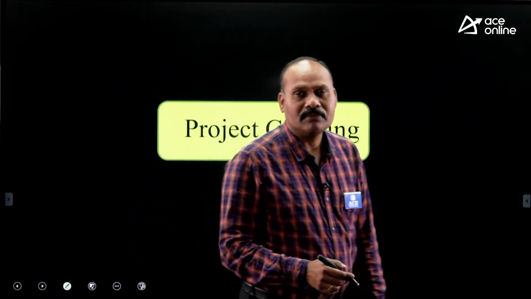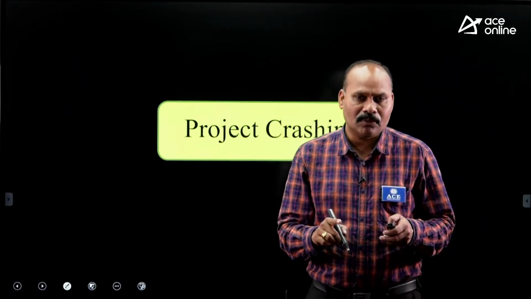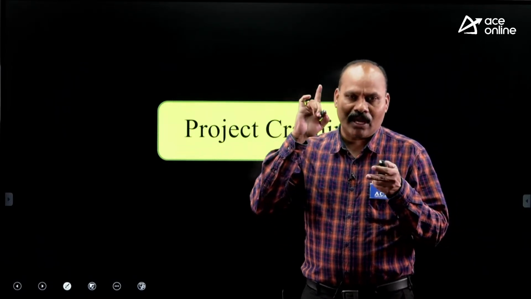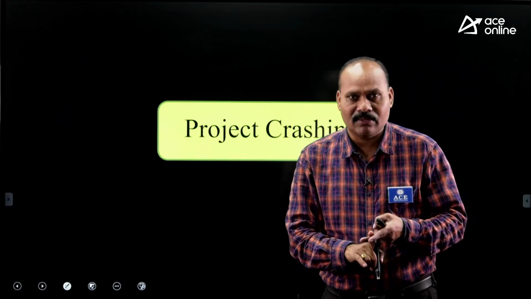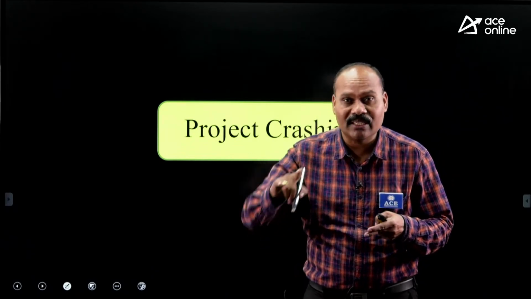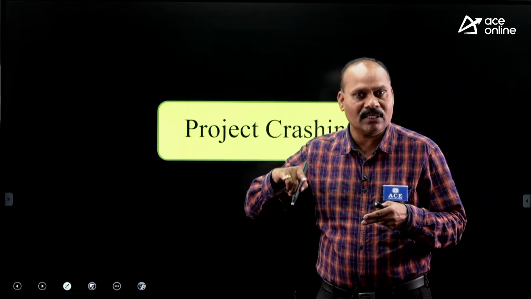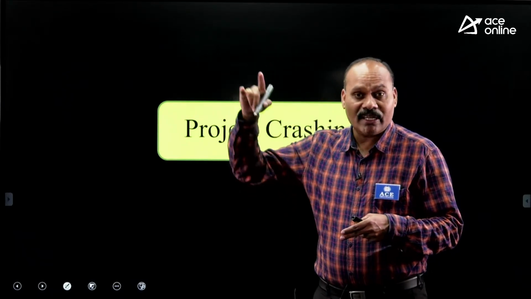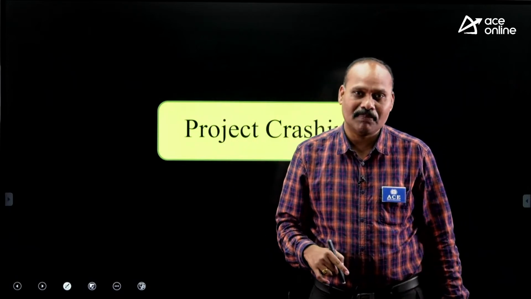Next, project crashing. When you are attempting any project crashing question, remember direct cost increases when the crashing is done. Indirect cost decreases. I repeat, direct cost increases when the project crashing is taking place, whereas indirect cost decreases when the crashing is taking place.